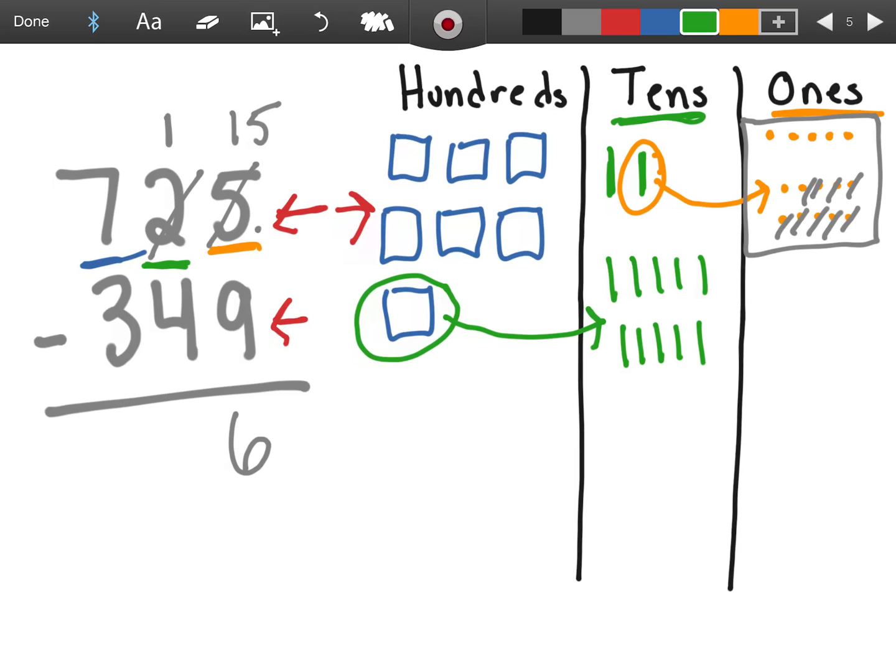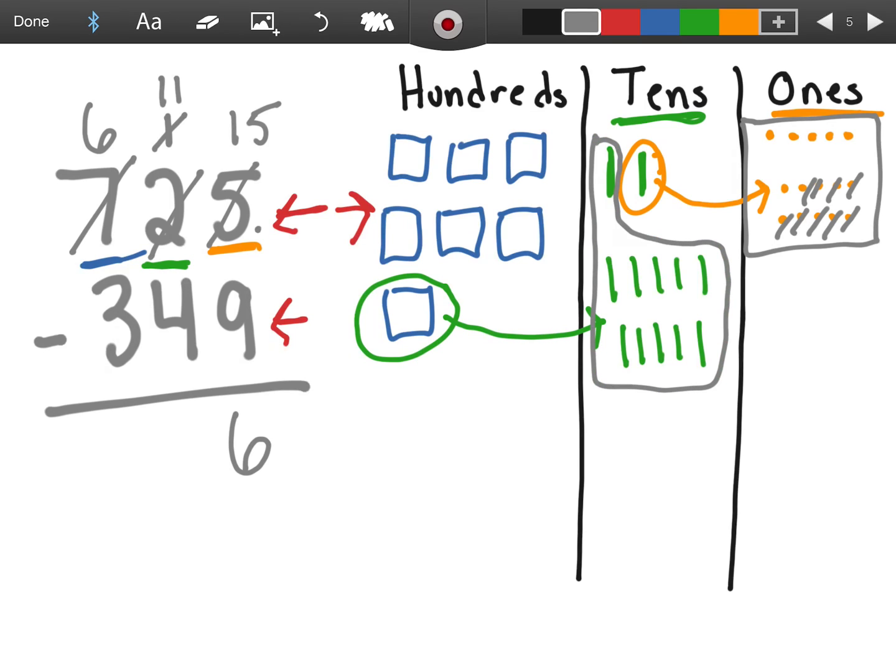But wait, we have to make sure we show that over here in our problem. So we couldn't take 4 away from 1, so we had to call next door. This becomes 6. This becomes 11. So let's make sure we have 11 tens over here. We have 1, 2, 3, 4, 5, 6, 7, 8, 9, 10. We have 11 tens over here.